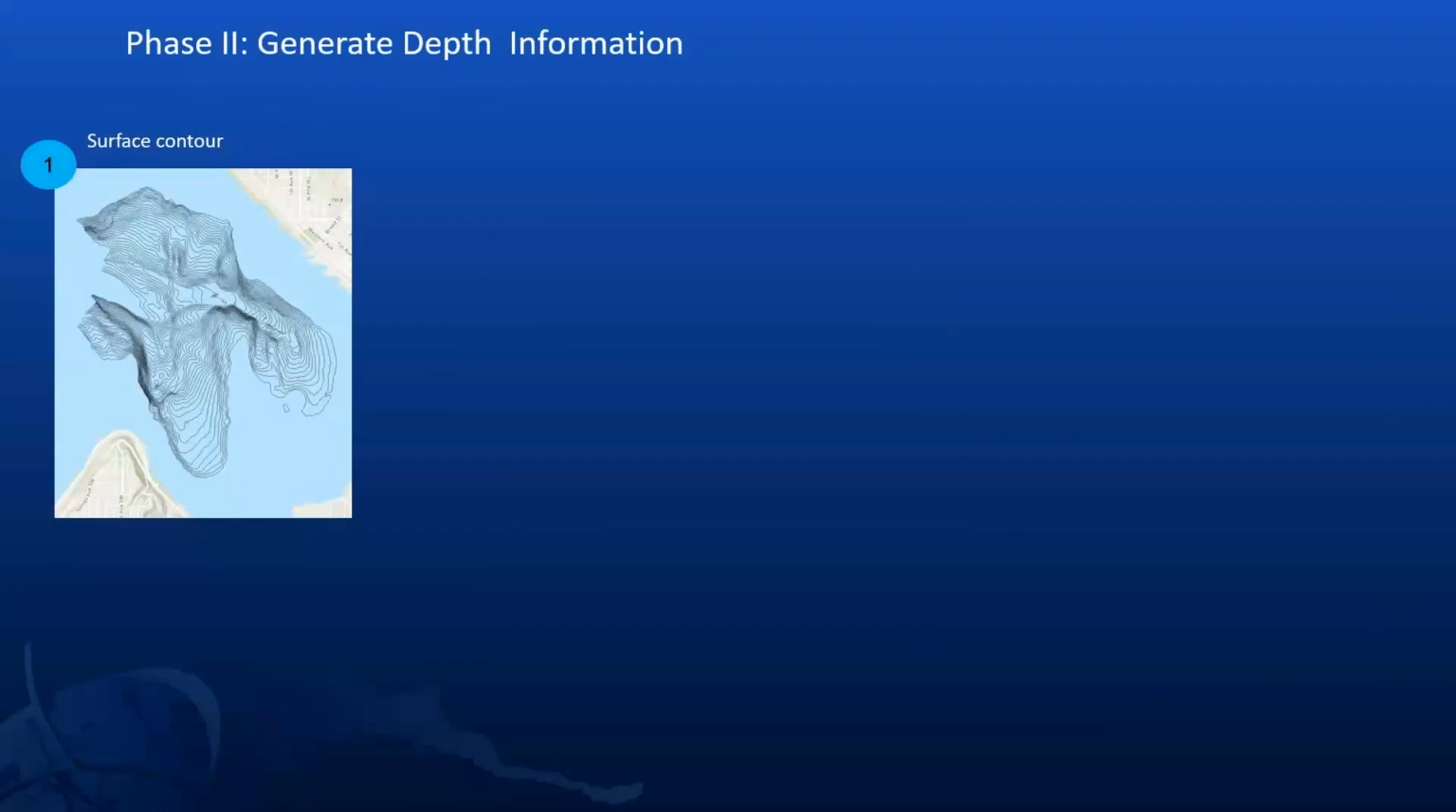So the second phase of this workflow is, now that we have our TIN, we're going to use the Surface Contour tool from the 3D Analyst toolbox to generate our contours. Again, I generated 2 meter spacing just because it showed up best on the image.